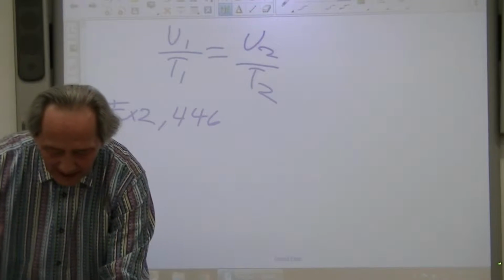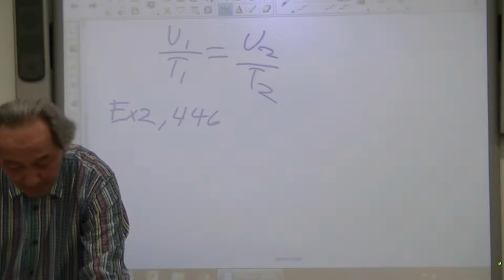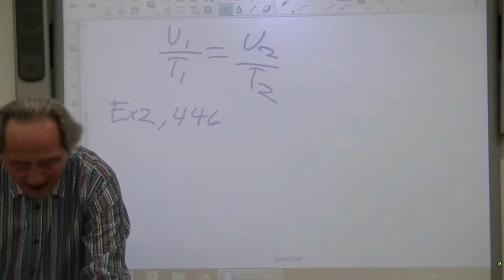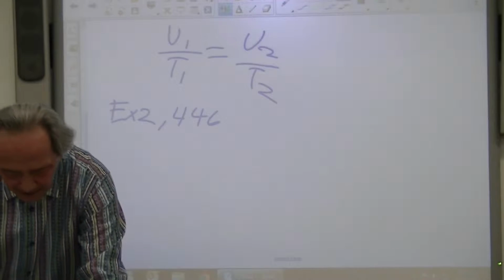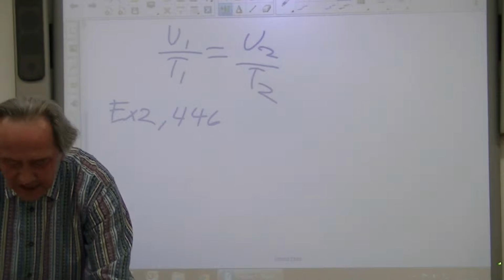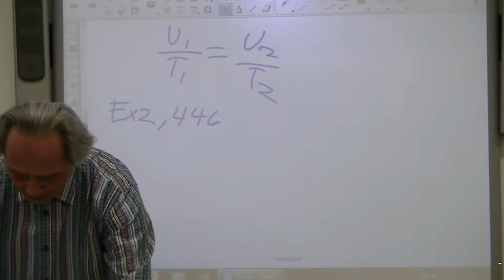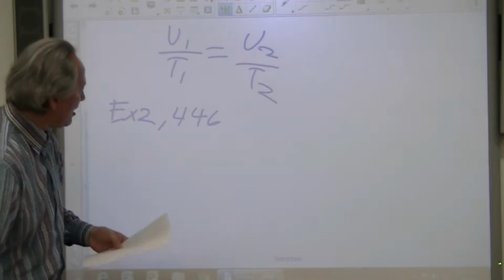It states, a helium balloon in a closed car occupies a volume of 2.32 liter at 40 degrees centigrade. If the car is parked on a hot day and the temperature inside rises to 75.0 degrees centigrade, what's the new volume of the balloon, assuming pressure remains constant?